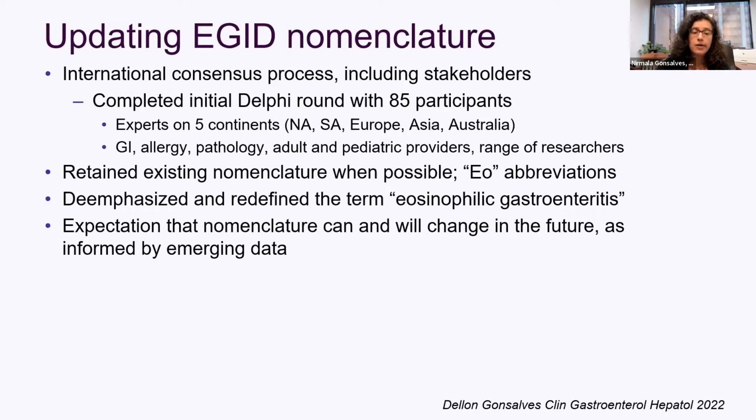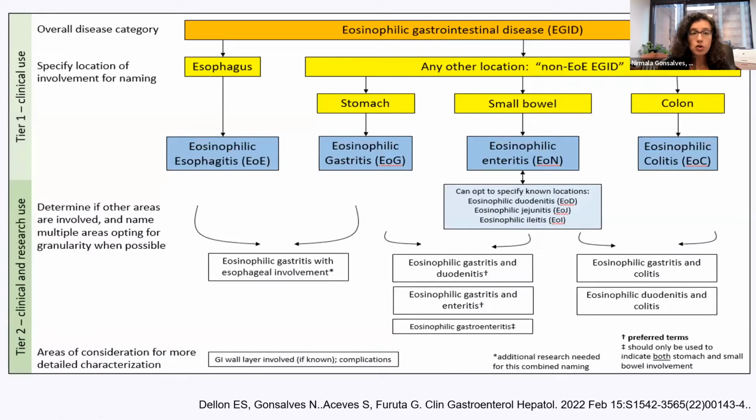So what came out of that was retention of existing nomenclature whenever possible. So for instance, the abbreviation EO was used, similar to eosinophilic esophagitis, EOE. We're recommending the use of EO for EOG, like eosinophilic gastritis. There was de-emphasization and redefinition of the term eosinophilic gastroenteritis. And there is an expectation that this nomenclature can evolve in the future, but we need a common starting point. So let's look to see what this actually looked like.